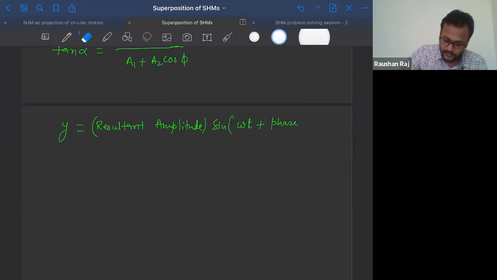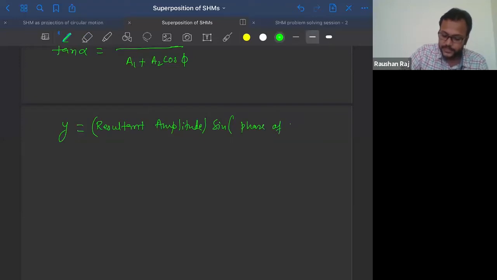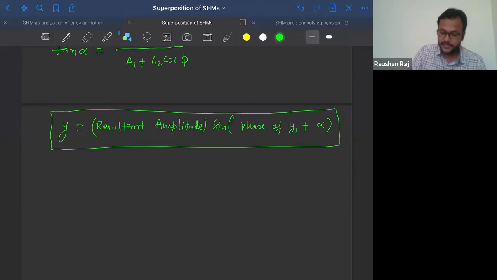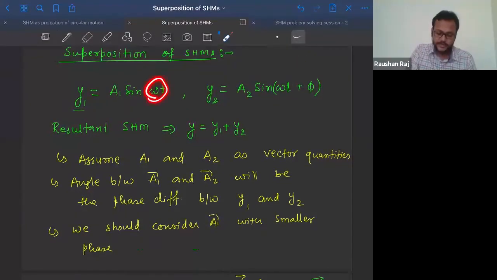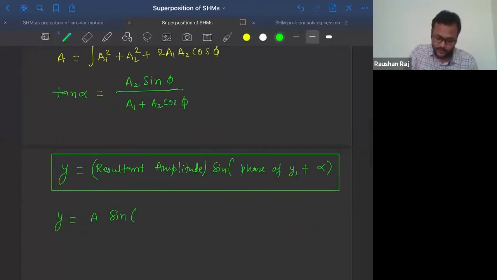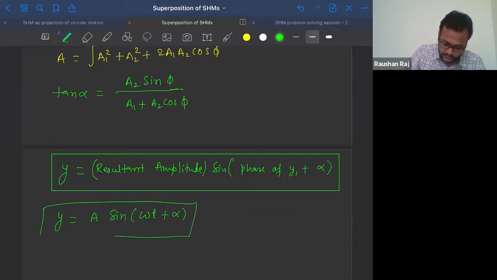Let me write it like this: phase of Y1 plus angle alpha. So please do remember this. Y will be equal to the resultant amplitude sine of phase of Y1 plus alpha. And if you ask me to write it here, Y is equal to A into sine of, what was the phase of Y1? Phase of Y1 was omega t. So the phase is omega t plus alpha. Now, you know all the values. This is the answer for the resultant simple harmonic motion.